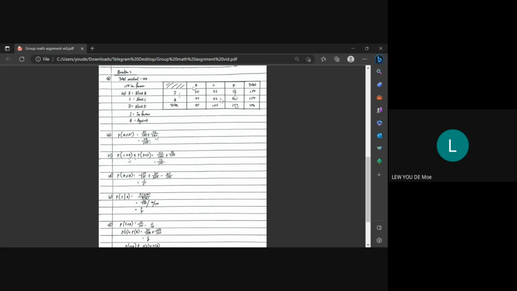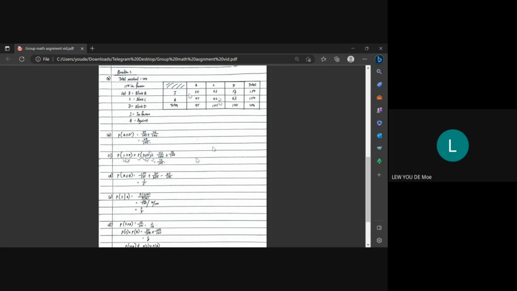So for D, the residents who were against or the residents was in block B. So this is the case where it involves the union. So P of A union B, the probability of block A union block B, which is 150 over 300 plus with 75 over 300 minus with 45 over 300, we can get 3 over 5.